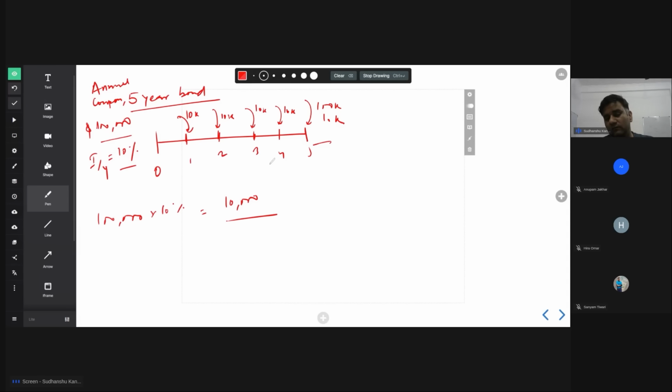A bond has a coupon where the money comes periodically. So this is a normal coupon paying bond.